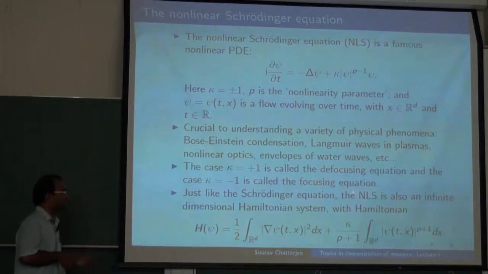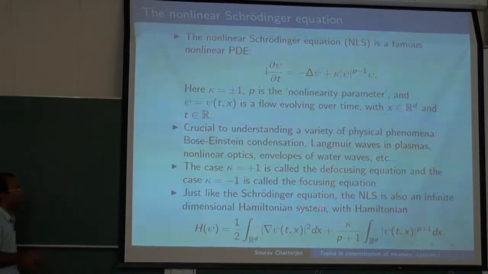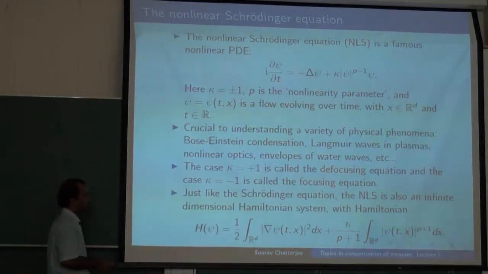And just like the Schrodinger equation, this is also an infinite dimensional Hamiltonian system with this Hamiltonian. For the Schrodinger equation, you just had this Hamiltonian, but now you have this nonlinear term too. Okay? So you have this nonlinear term, and p is strictly bigger than 1. So this has a significant effect. Okay. Any questions?